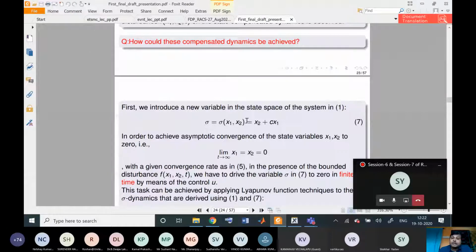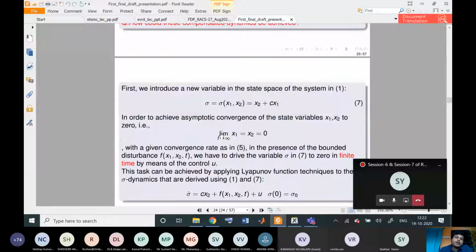So now, in the presence of disturbance, our objective is how to make this sigma equal to 0 in finite time. That means we want to design a control such that we can make sigma equal to 0 in finite time. So let us see the dynamics of sigma, how sigma is going to evolve with respect to time, and then only can we stabilize it, or make sigma equal to 0 in finite time.